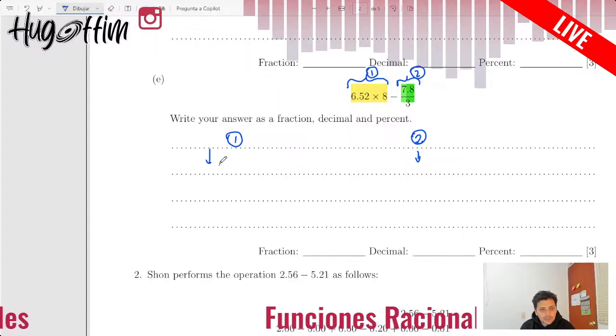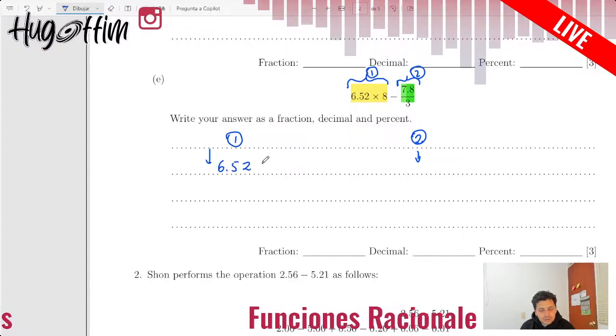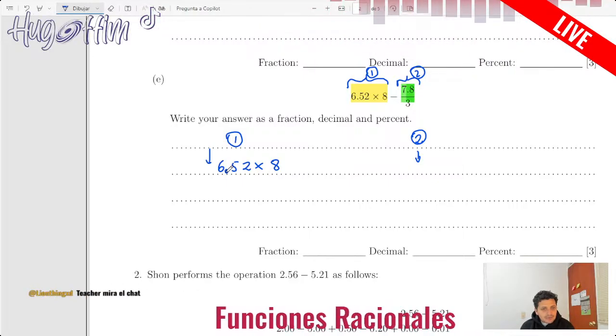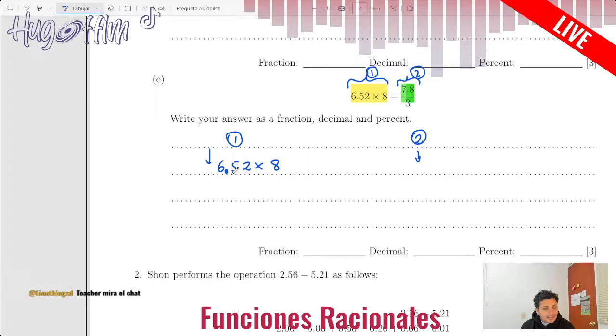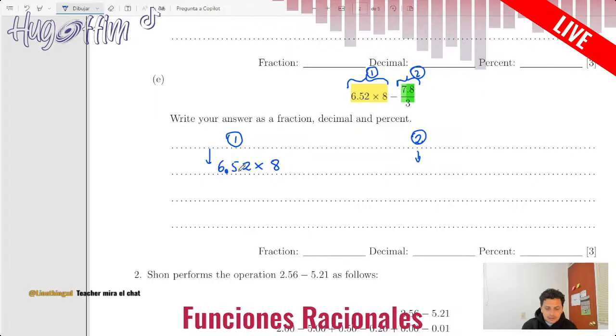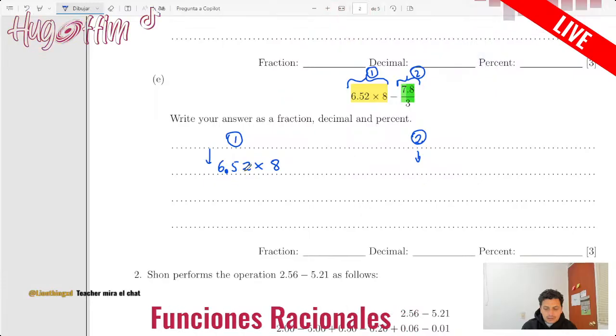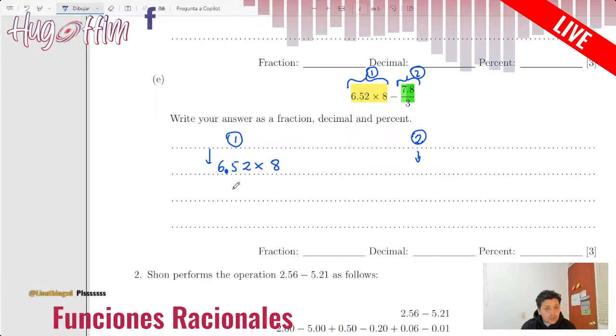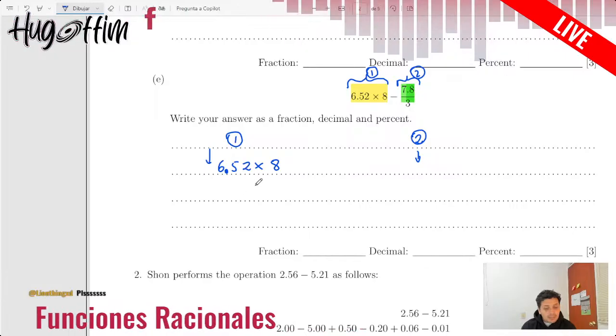So I need to operate 6.52 times 8. So I'm just going to multiply these numbers. Remember that if you multiply by a decimal, just multiply the number, and then put the number of decimals. In this case, you have two decimal places. So I'm going to multiply the number. The answer must have two decimal places.